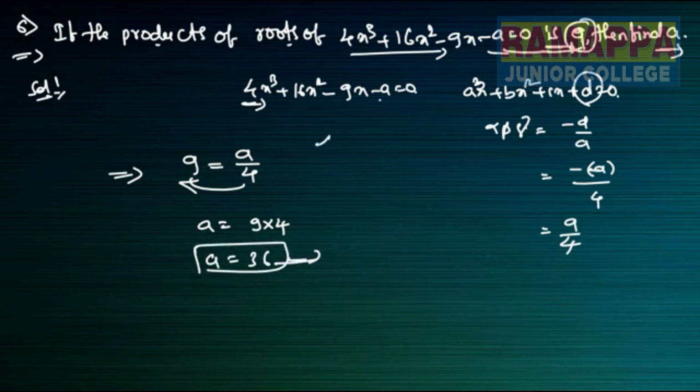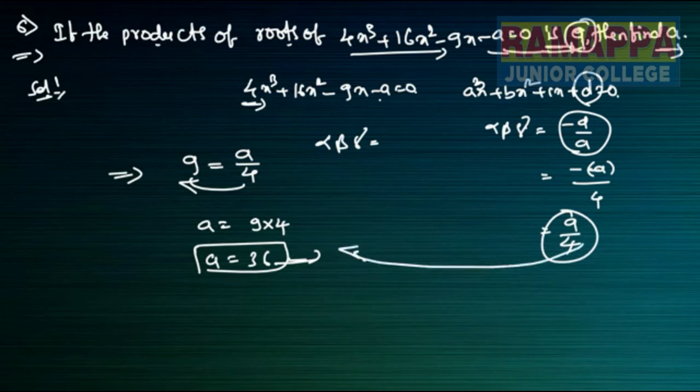Now all this is alpha, beta, gamma, where he gave minus d by a. After that I find this a by 4. So this a by 4 is equal to 9 here. He said that the product of the roots of this equation is 9, then find the a value. So we found that. Now moving to the next question.